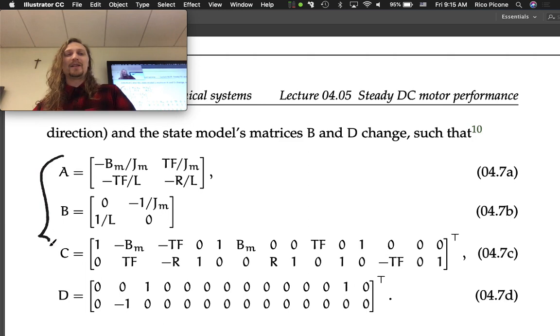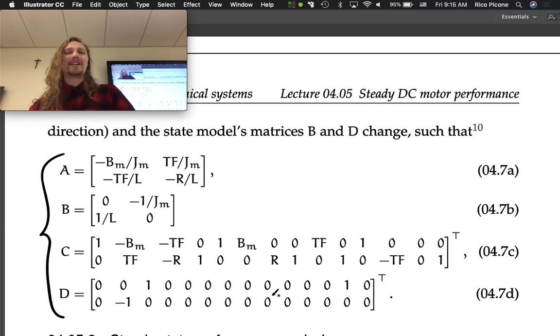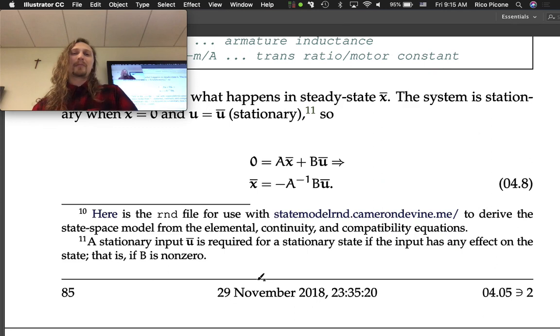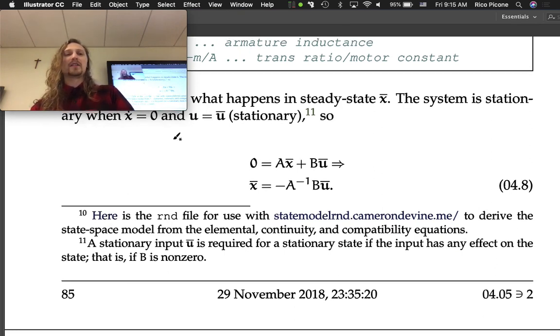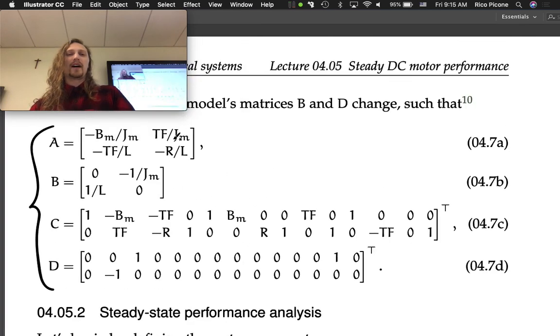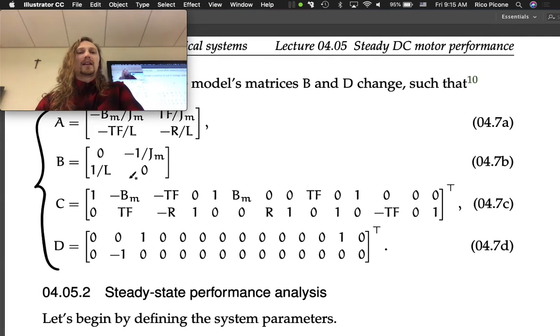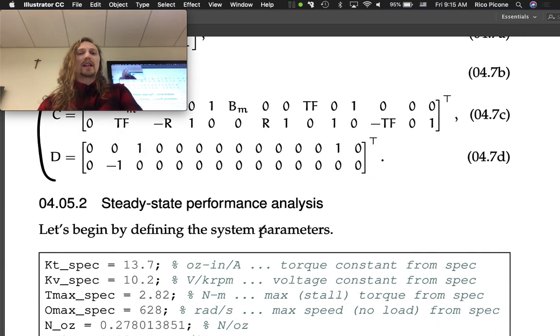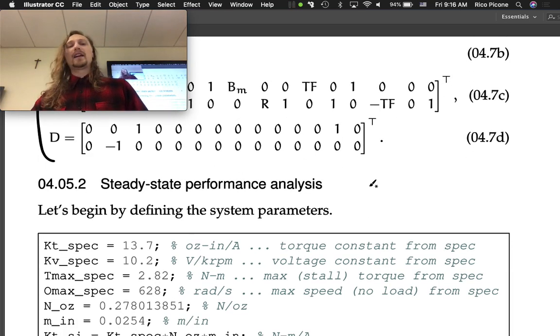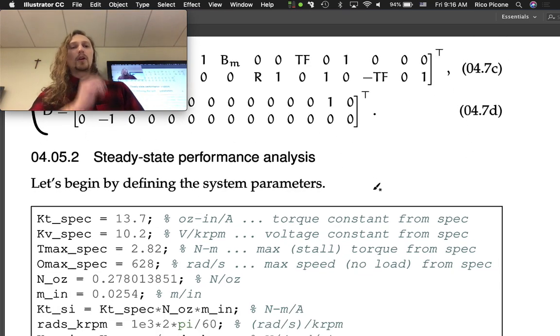Okay, so the A, B, C, and D matrices are given here. If you want the hyperlink, I didn't type it out here, but there's a hyperlink in the PDF that will take you to the file that you can use. Okay, that gave us the ABCD matrices. So, steady state performance analysis. Now we've got our state space model, and we're ready for some performance analysis.